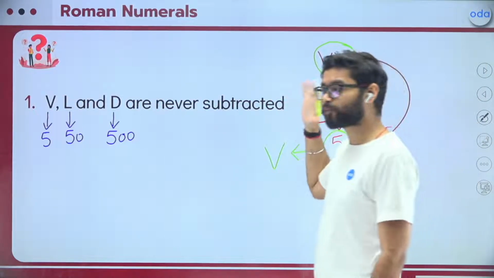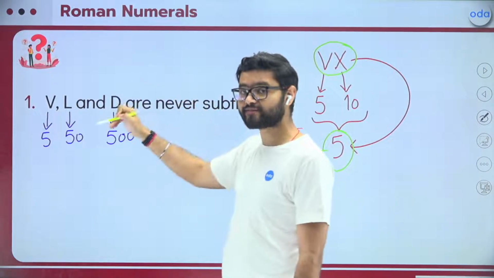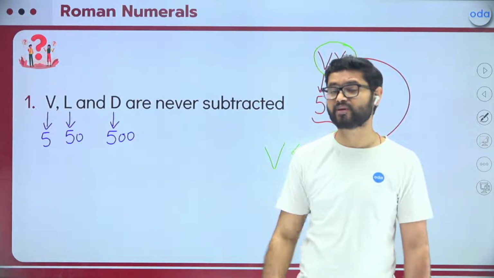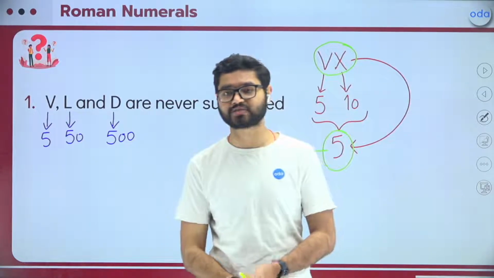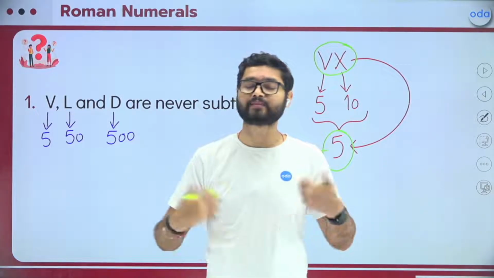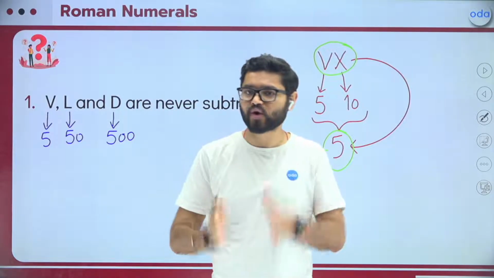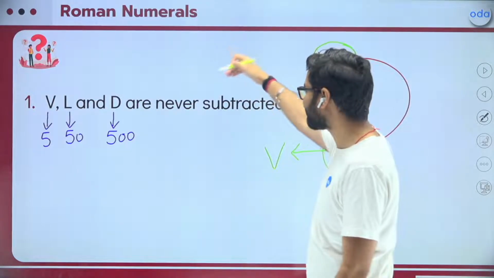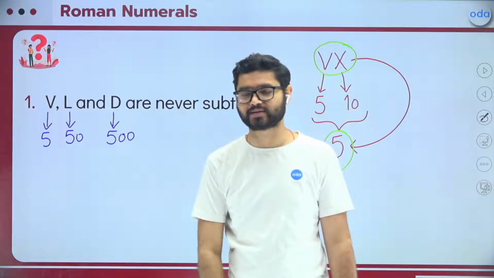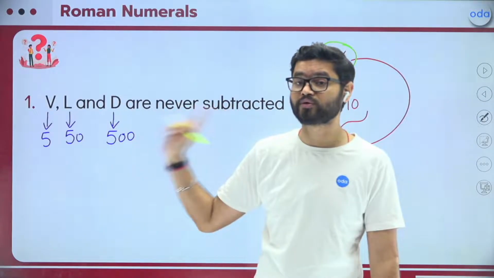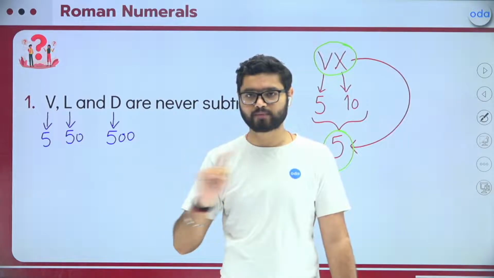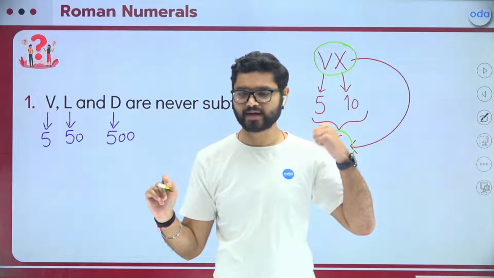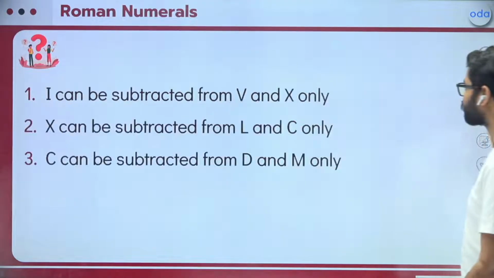And this problem will come in all the cases. Even if you try to subtract L and D from any symbol, the same problem will come. We will have multiple representations of a single number, which will ultimately confuse us, right? To avoid that confusion, the Roman people simply made this rule that V, L, and D are never going to get subtracted. We are not going to repeat them. We are not going to subtract. Addition we can do, but not the subtraction, not the repetition. Clear? Okay.